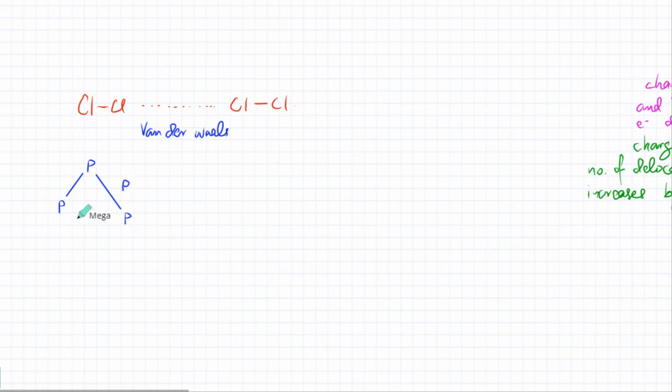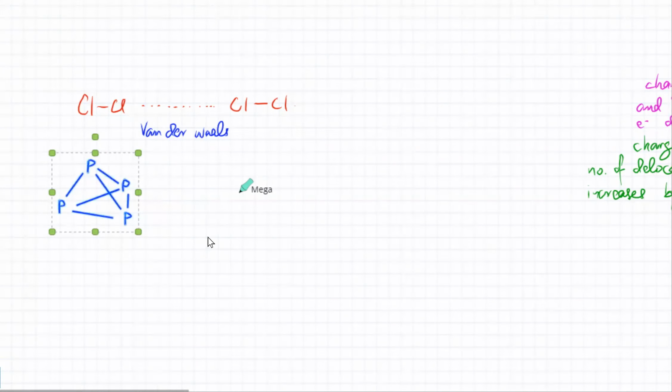So the P4 molecule is every phosphorus trying to make 3 bonds. So it's something like this, like a pyramid with a 3-sided base. That is what a P4 molecule looks like. Every phosphorus is making 3 bonds. And you'll have another phosphorus molecule.